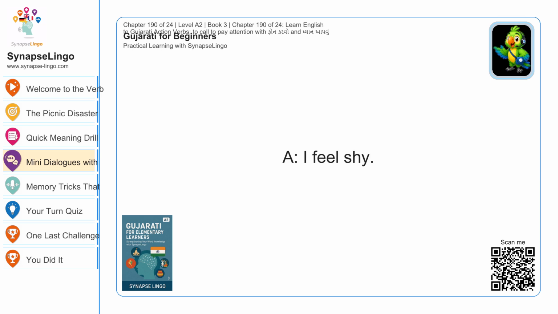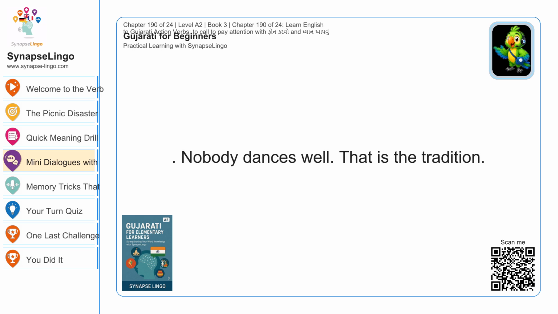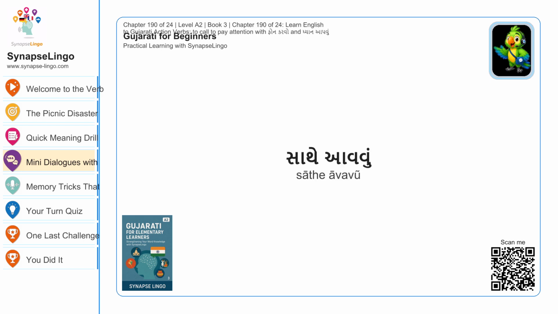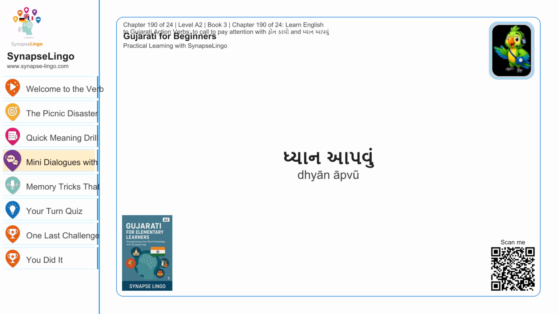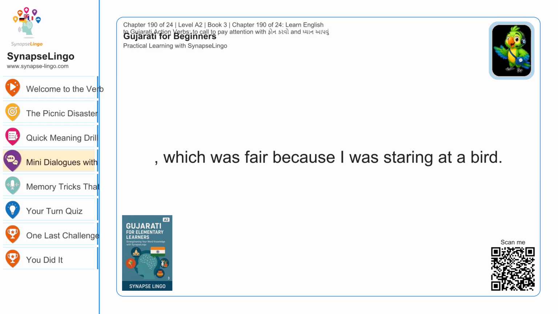A: I feel shy. B: Just ભાગ લેવો. Nobody dances well. That is the tradition. A: We are going to the riverfront. Want to સાથે આવવું? B: Yes, if there are snacks. A: Should we આમંત્રિત કરવું the neighbors? B: If they bring chairs, absolutely. A: This new game looks strange. B: Let's અજમાવવું it before we judge it. A: What did the teacher say? B: She said ધ્યાન આપવું. Which was fair because I was staring at a bird.